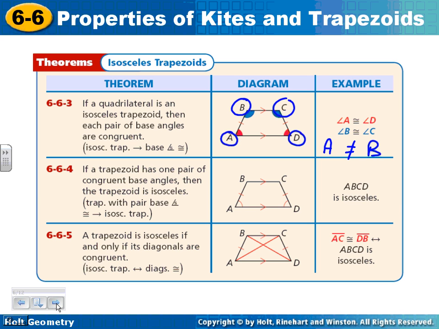The next theorem, 664. If a trapezoid has one pair of congruent base angles, then the trapezoid is isosceles. So it's saying the same thing, just in the other order.